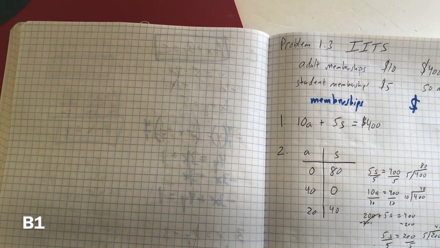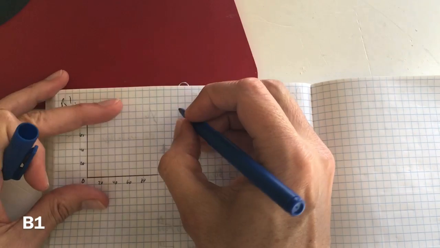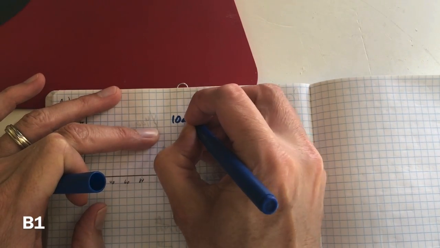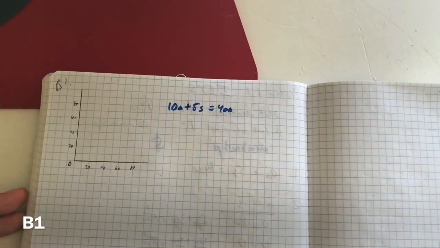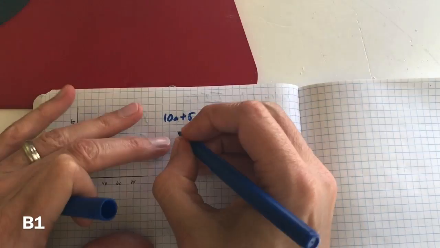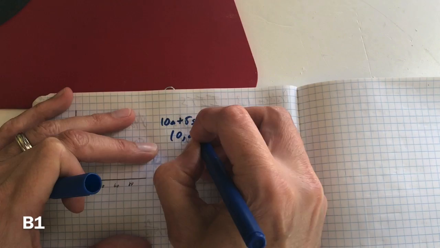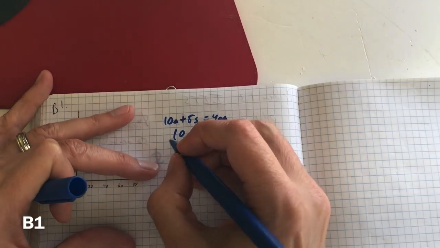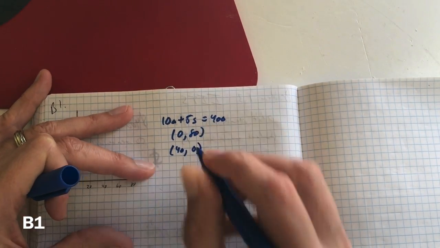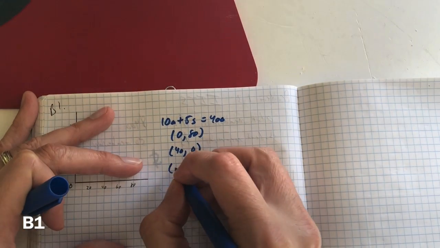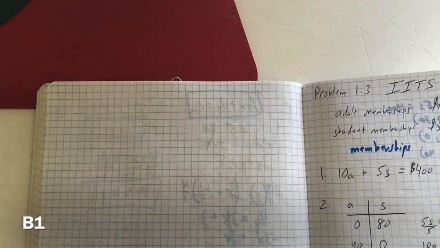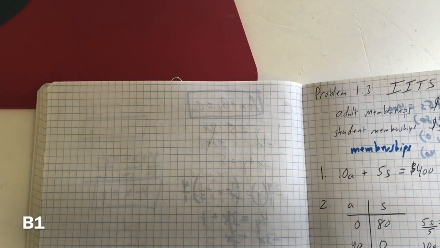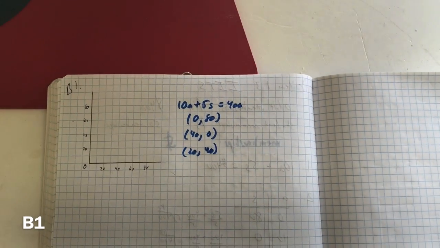So first of all, let's do this one. It's gonna be the 10A plus 5S equals 400. That's gonna be here. And the ordered pairs that we had for this were 0, 80, 40 and 0, and then 20 and 40. Hopefully that's right. Okay, so let's plot those points.